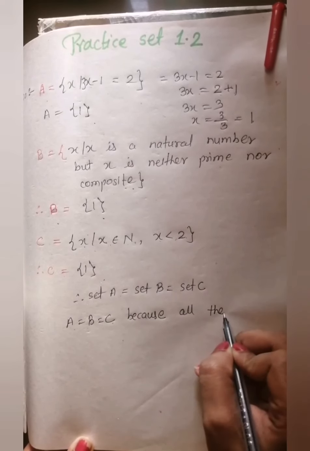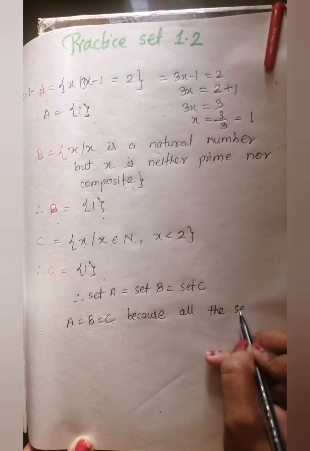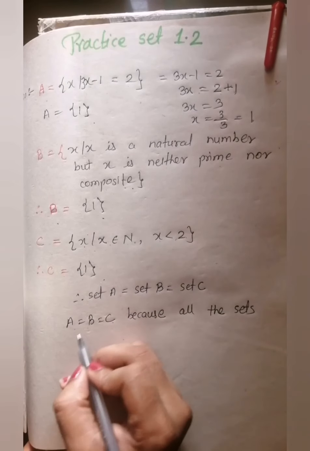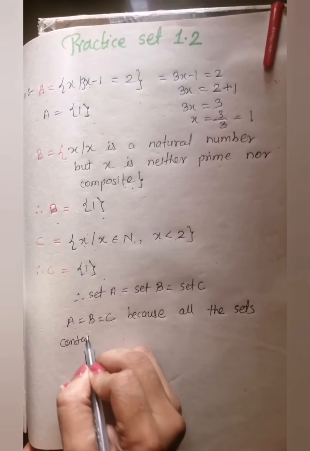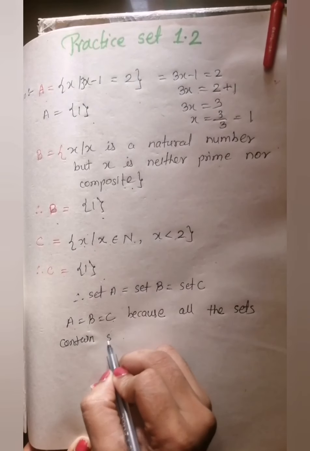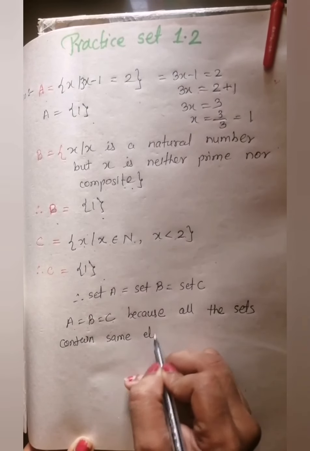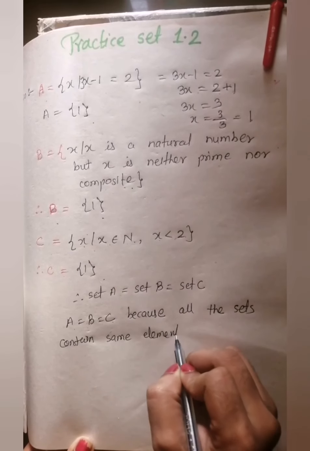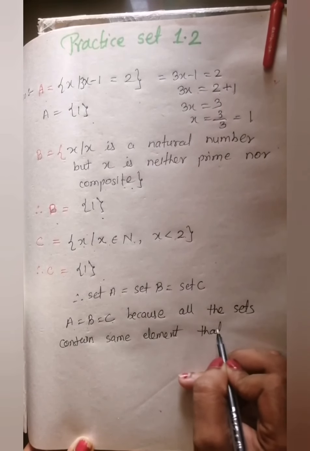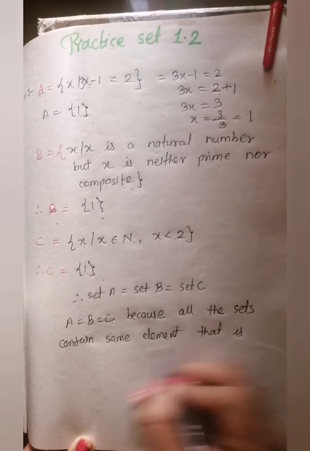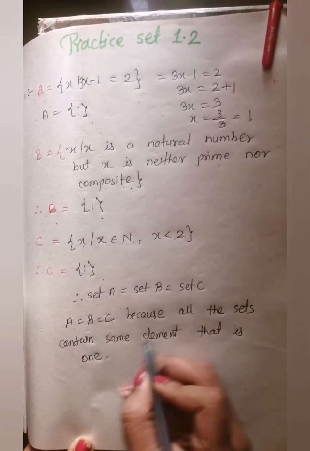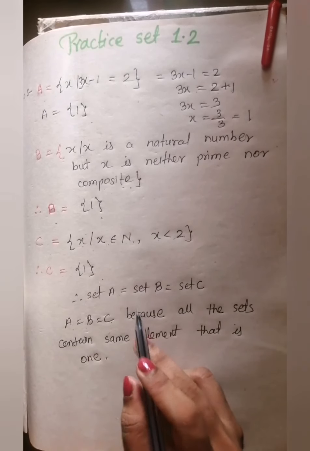You can write down that A equals B equals C because all the sets contain the same element, that is 1. So this is the reason for this question.